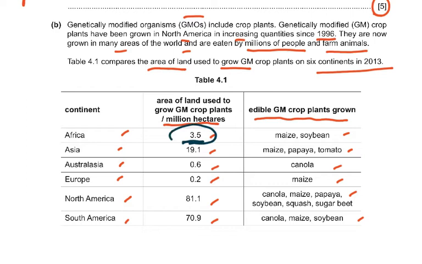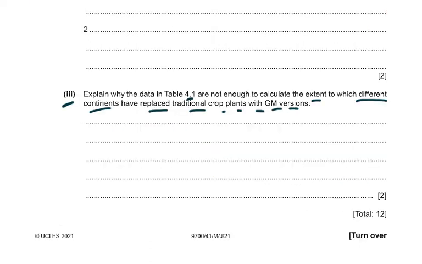We only know that 3.5 is the GM crop area. We only know 3.5 million hectares is the GM, but we don't know how much is the total, so we cannot work out the fraction, okay, so 20% of it is GM crops or 30% or 40%. So we have no clue. So this was a question which was addressing this part.